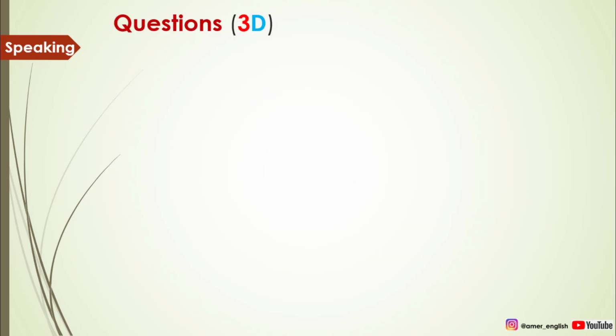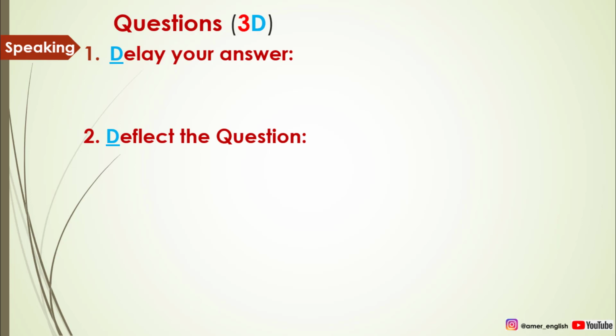Then we move to the last part of your presentation, which is about asking questions. And here we have 3Ds. And I mean by 3Ds is to deal with these questions in 3 ways. The first way is to delay your answer, and I will give you an example of this. The second way is deflect the question. And the third way is to dismiss the question.